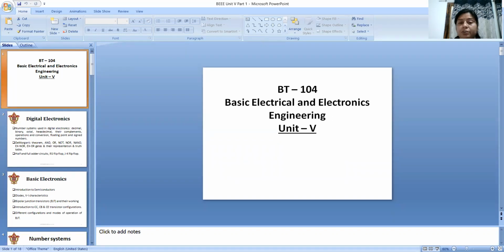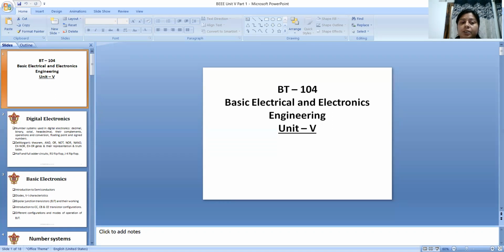Firstly, I want to give the introduction about this unit. This unit is Digital Electronics, in which you will have to study the following things, such as the number systems used in digital electronics, like decimal, binary, octal, hexadecimal, and their operations and conversions, floating point, and signed numbers. This is the part of the number system.